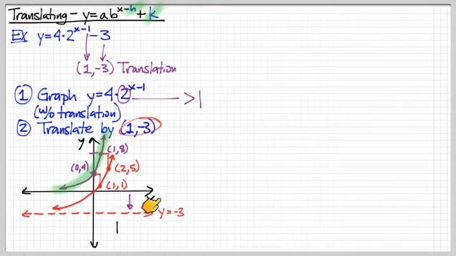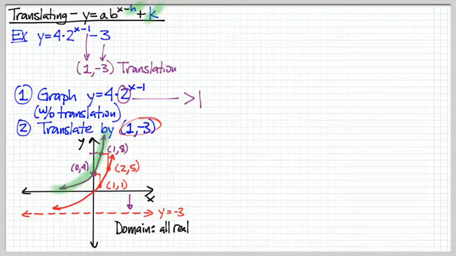It used to be at y is equal to 0. The asymptote dropped down by 3, and now it's at y is equal to negative 3. Our domain in this case is still all reals, but the range in this case is going to be all values of y that are strictly greater than negative 3. So this is how we graph our exponentials.